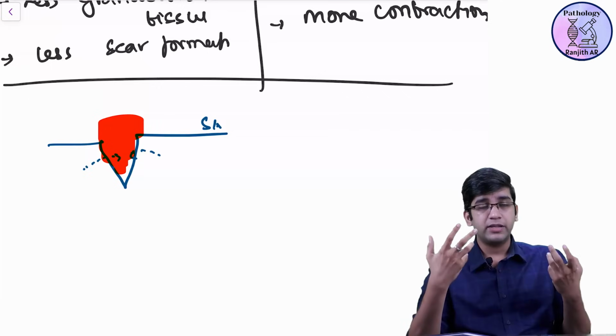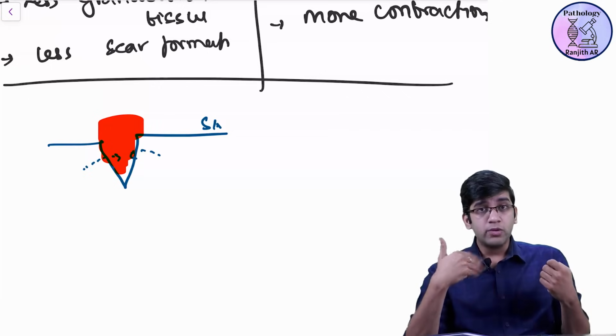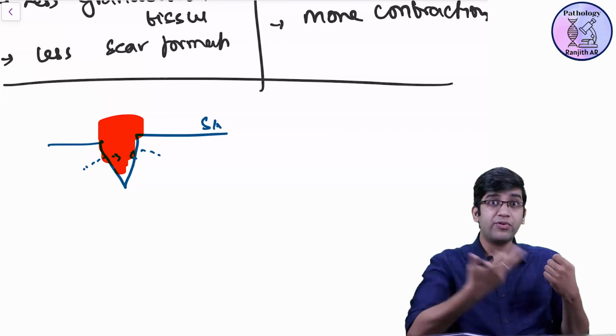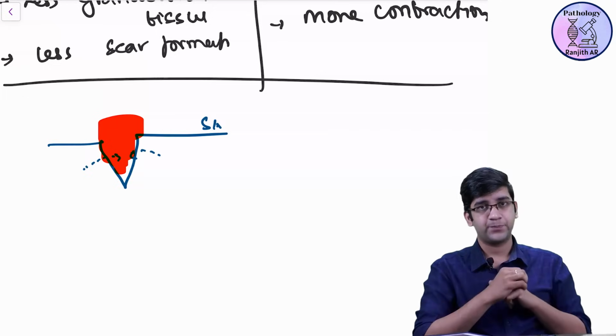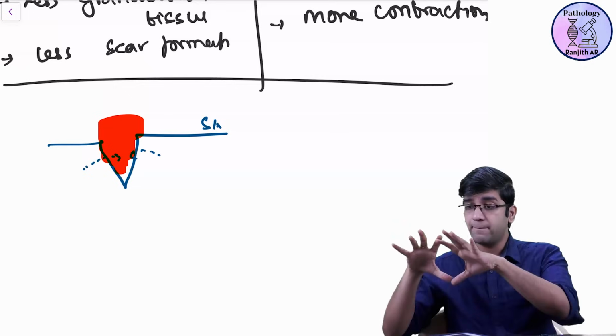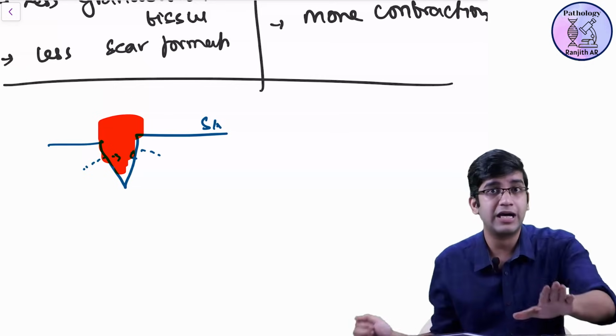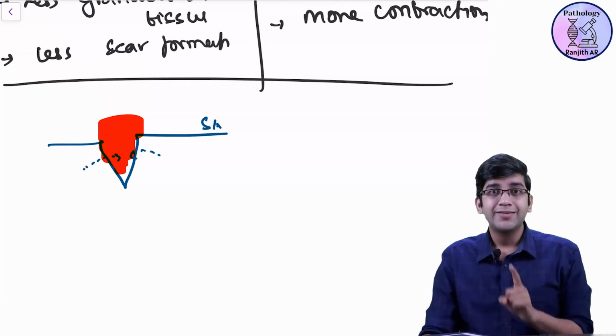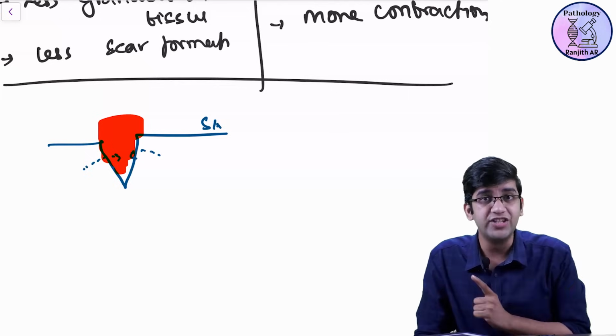In order to make it permanent, I'm going to produce more and more collagen, and more and more myofibroblasts will come so that it can contract. So it becomes my permanent scar. I'm going to form a scar. My job is not yet done. This scar is new. This scar is weak.